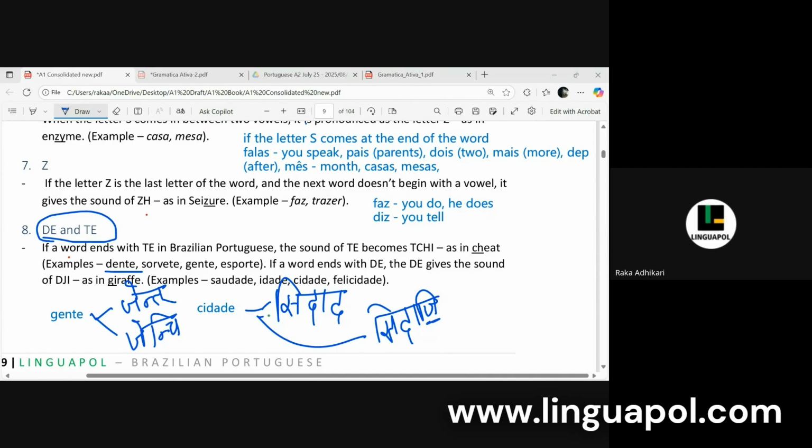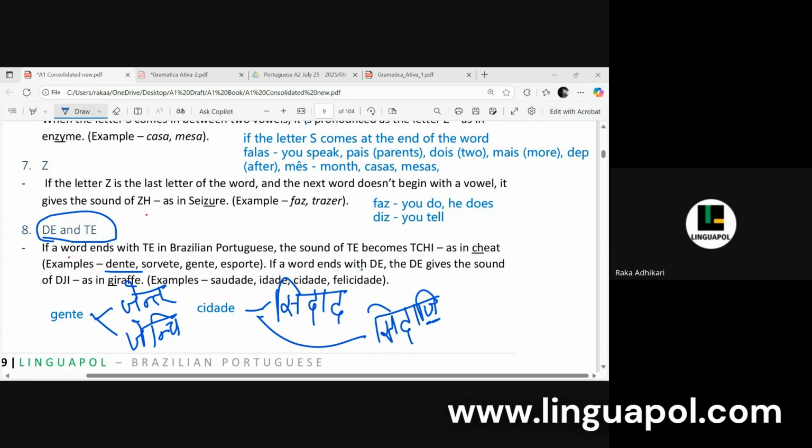So this is called denti. Denti. Anyone knows the meaning of this? Teeth. Yes. Then we have sorvete. How would you read the same word in European? Sorvete. Whereas in Brazilian, it is sorvete. Sorvete is ice cream. Okay? Sorvete or sorvete.